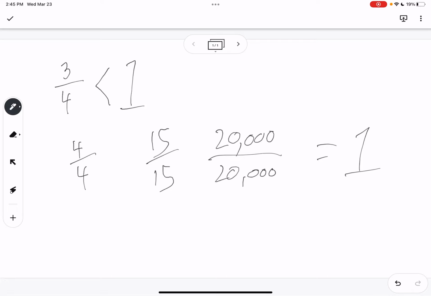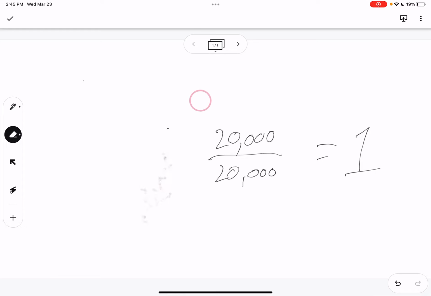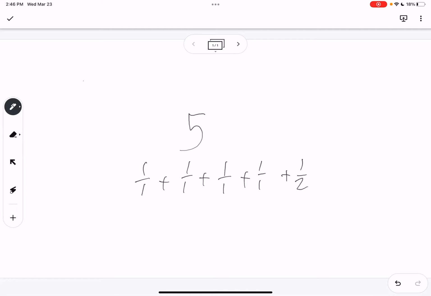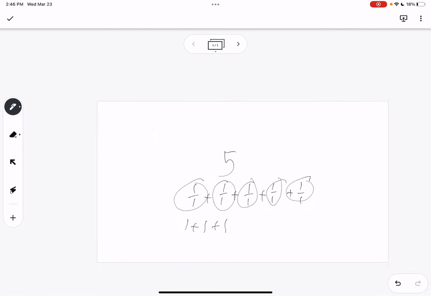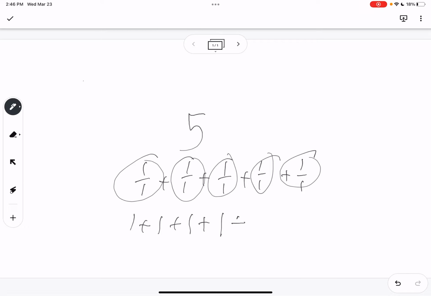So if we have the number 5, how many whole fractions are in the number 5? That's right, there's 5. So we've got 1 over 1 plus 1 over 1 plus 1 over 1 plus 1 over 1 plus 1 over 1. Okay? So we've got 1, 2, 3, 4, 5. This is the same thing as writing 1 plus 1 plus 1 plus 1 plus 1.